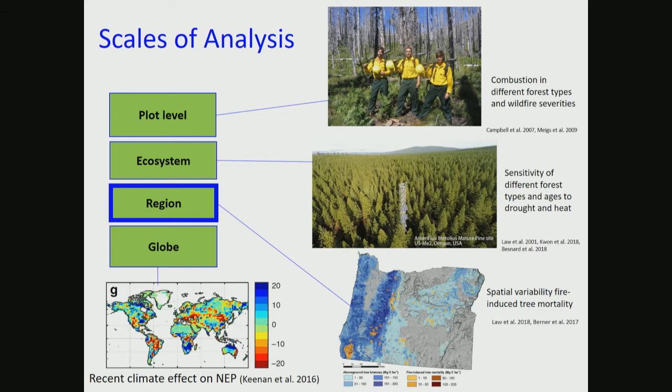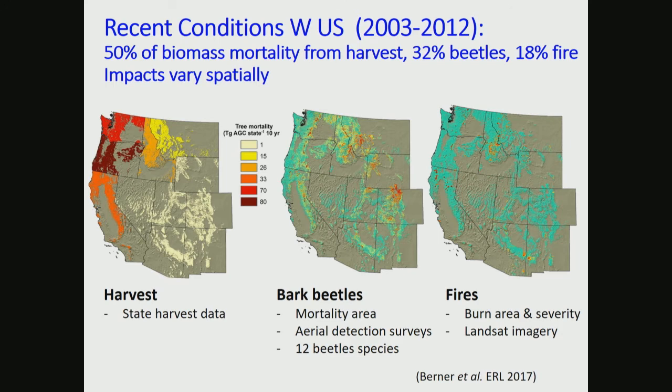And then region, I bolded that because that's the scale we've been working at for a long time and we use data from all these other levels to get there. The recent conditions in the western U.S. is using satellite data and other observations. We looked at just biomass mortality from harvest, beetles, and fire, and on average 50% of the biomass mortality in the western U.S. is from harvest.